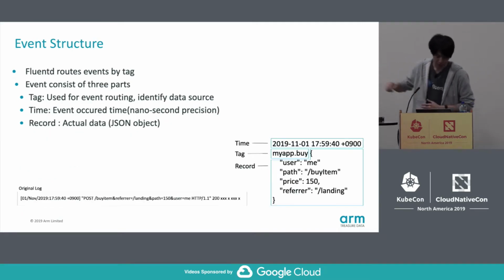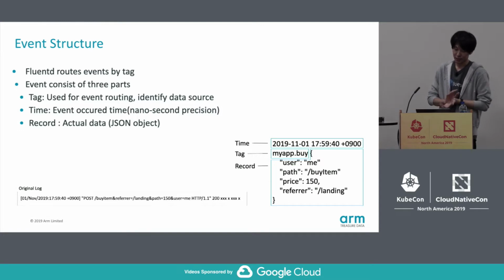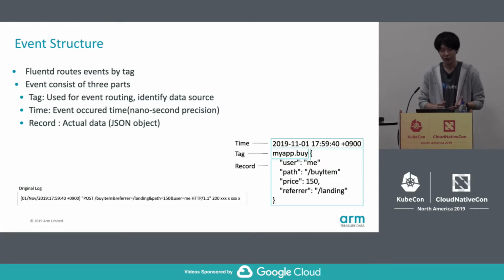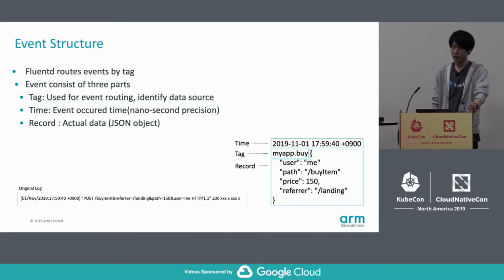This is a Fluentd internal event structure. Fluentd handles data in this format internally. An event is composed of three parts: tag, time, and record. Fluentd core routes events by tag from one plugin to another plugin. So you can use it to identify where the data comes from and where the data should be sent.